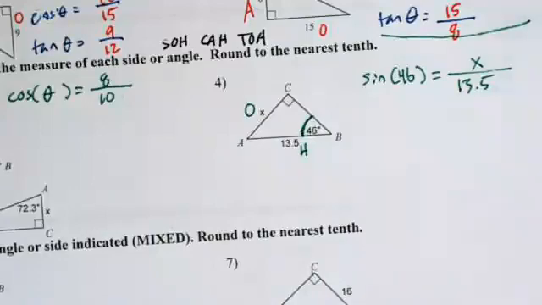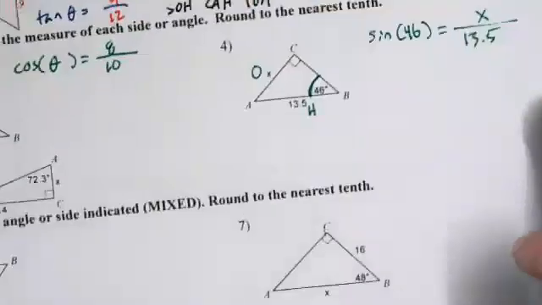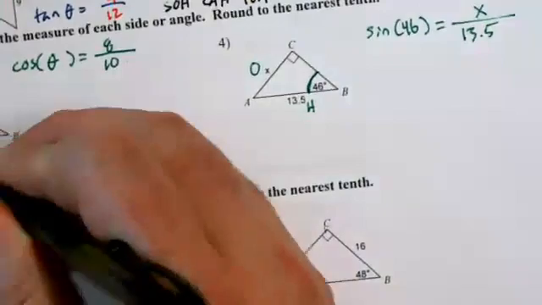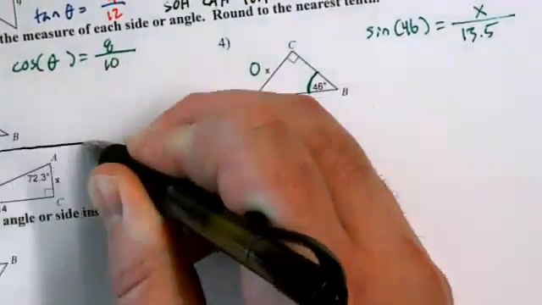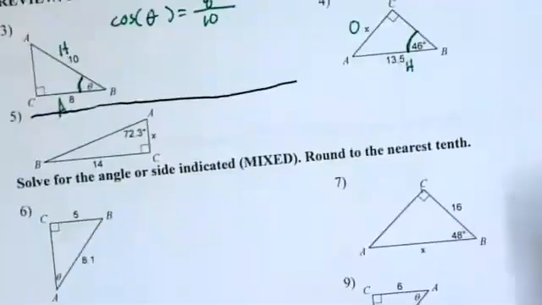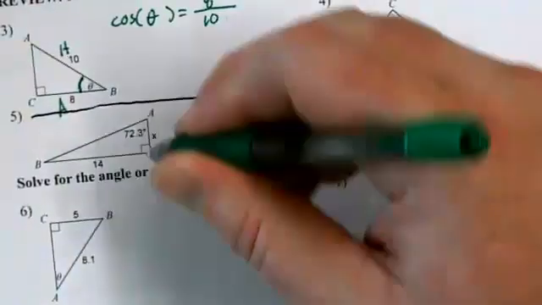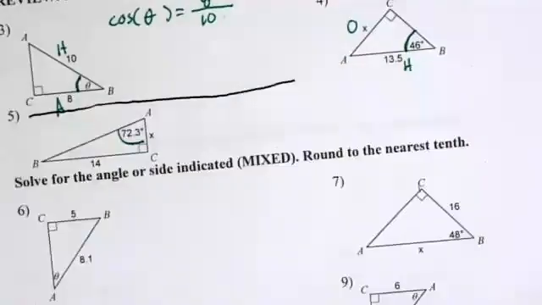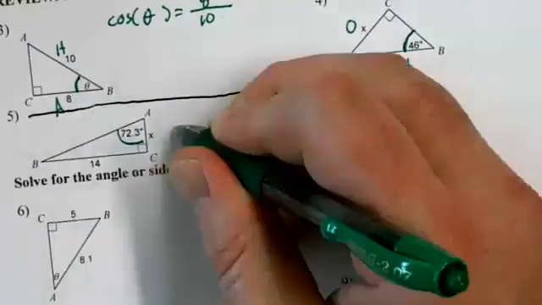Again, I'm going to come back and solve that in just a minute. Before I do, though, let's go ahead and write an equation for this last one. Here, my angle is 72.3. And the two sides I'm going to be using are x and 14.